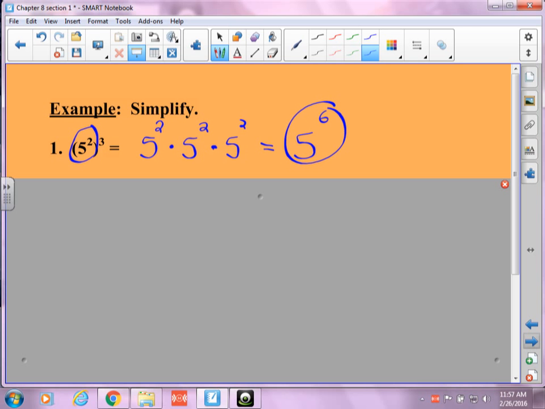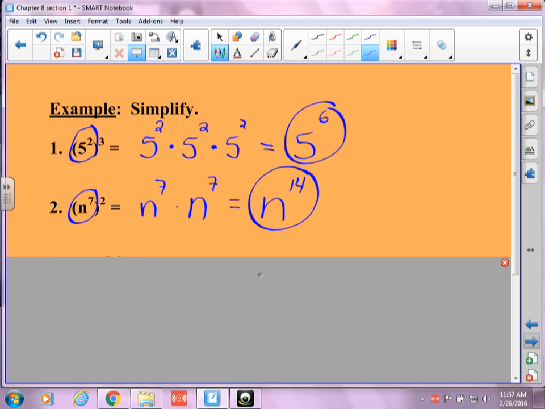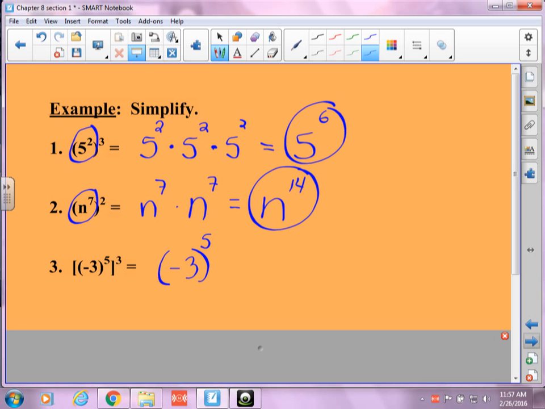Don't hang on to a rule yet. Okay, go to the next one. Right? How many packages of n to the 7th do I have? 2. So n to the 7th times n to the 7th, it gives me n to the 14. Okay, I'm going to do one more. I'm going to go negative 3 in parentheses to the 5th power, and how many am I going to have? I'm going to have 3. So I get negative 3 to the 15th power.